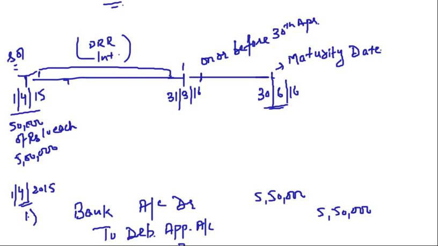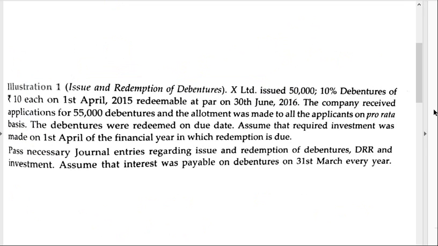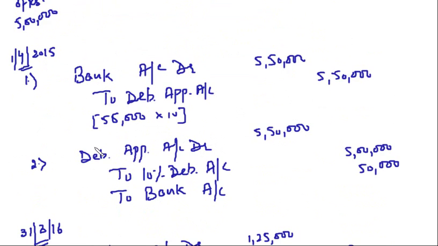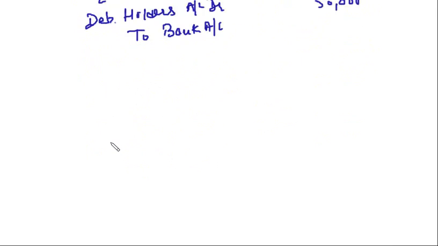But the question clearly specifies that assume that required investment was made on 1st of April of the financial year in which redemption is due. So redemption is due on 30th of June. So that means you have invested the money on 1st of April 2016, right? So now the next entry will be on 1st of April 2016.